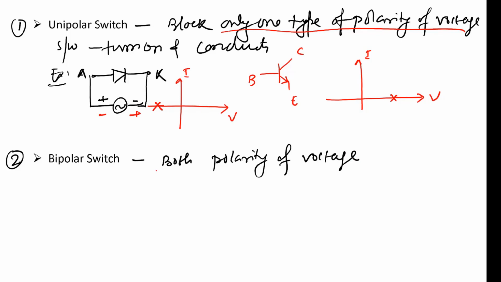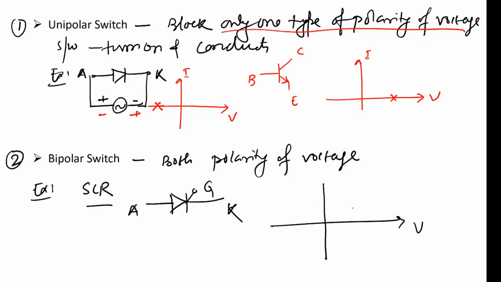That is either positive or negative, it will block both voltages. Example, SCR. It will block both polarities of voltage. So if I see on the graph, this is voltage, this is current, then it will block both positive and negative. Okay, so this is the second type of classification.